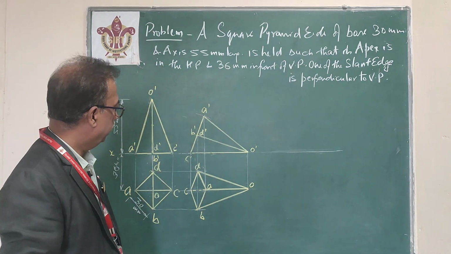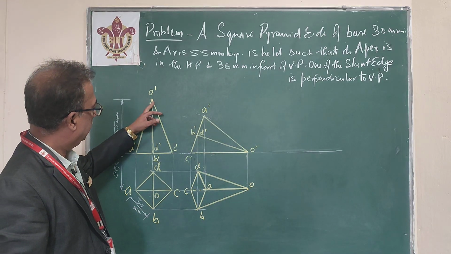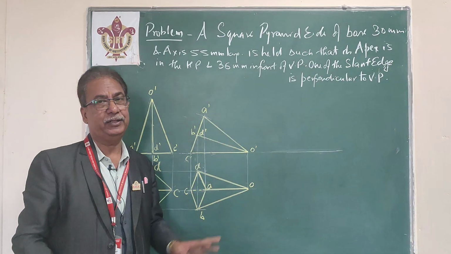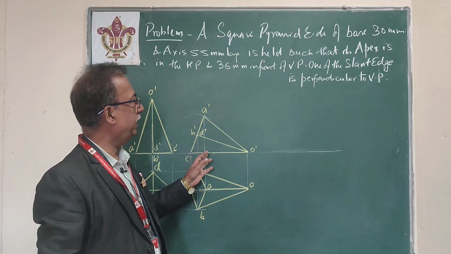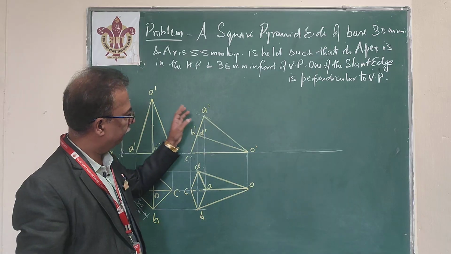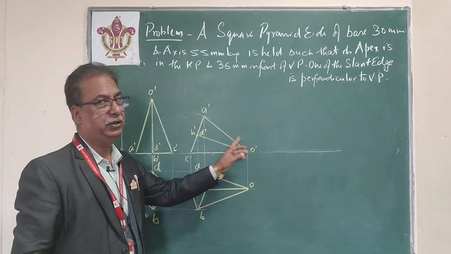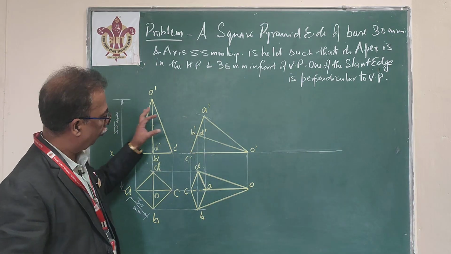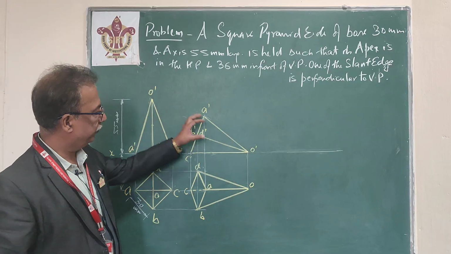Okay students, so look at the figure. I have lain this pyramid on this slant edge, that is O dash C dash, on the HP. In the problem we are saying apex on the HP. So I want to keep the apex on the HP. So with the help of this slant edge, now the apex will be on the HP. And this is the figure. We have just copied the figure. As you know, this figure will be just a copy of this figure.